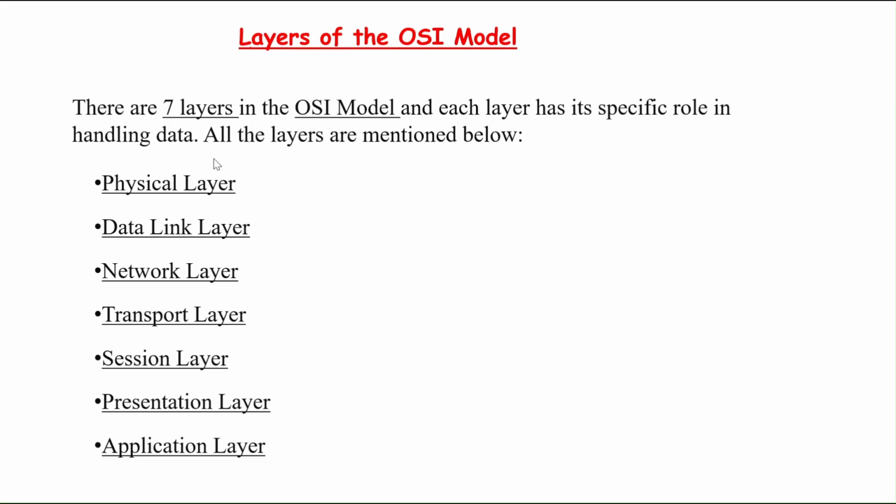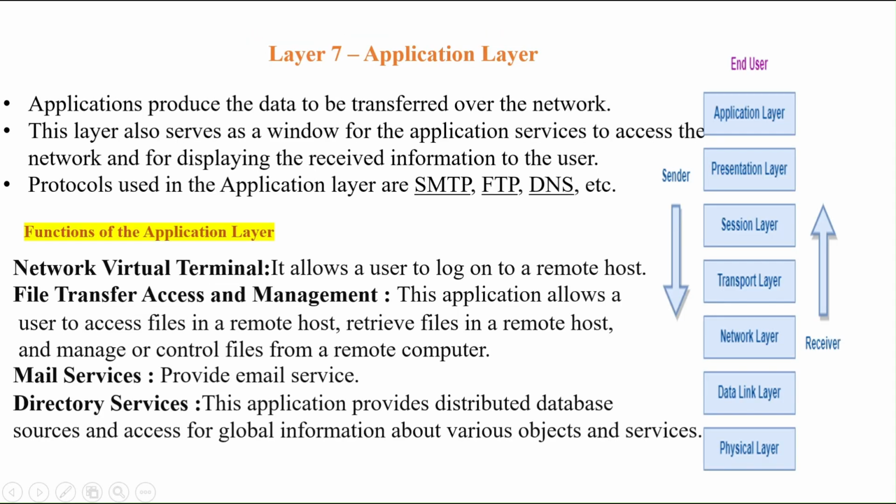So here it has seven layers in the OSI model, and each layer has its specific role in handling data. In handling data, all the layers are mentioned below. So you can see here: physical layer, data link layer, network layer, transport layer, session layer, presentation layer, application layer. So going to the next slide, you can see the application layer, which is the seventh layer.